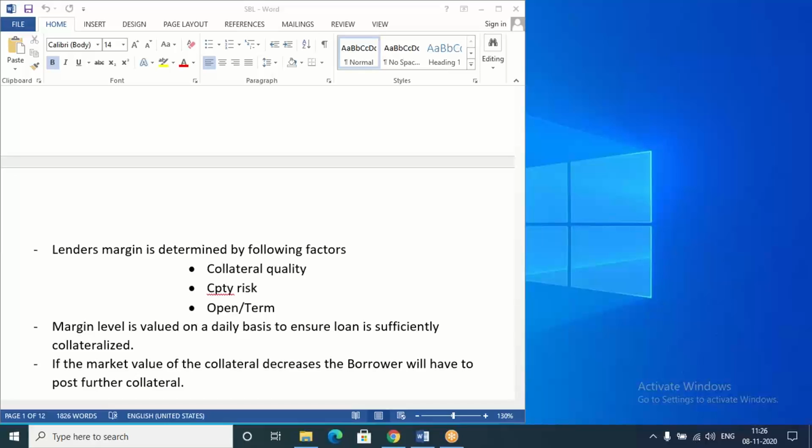securities as collateral. The security that he's planning to give is, let's say, a share, and the current market price, or rather the spot price, is, let's say, $12 per share.